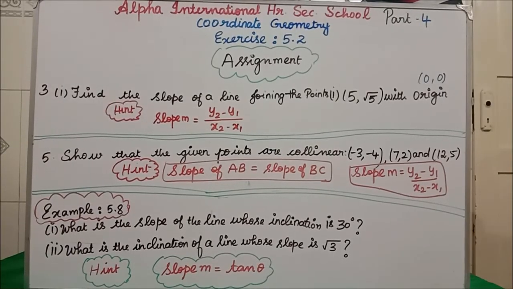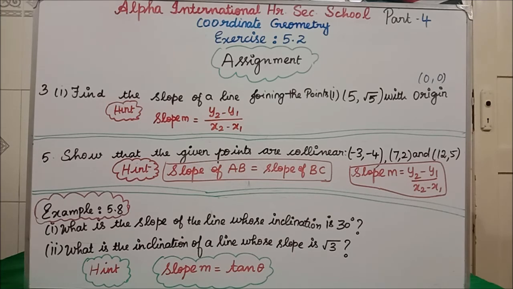Students, this is the part 4 assignment. In exercise 5.2, third question, first subdivision we have left, isn't it? That question you are going to do, and the fifth question also we have left, that question you are going to do. And example 5.8, we are having 2 subdivisions. That is very simple, easy 1 mark questions only. That also you are going to do. I have written the hint below.